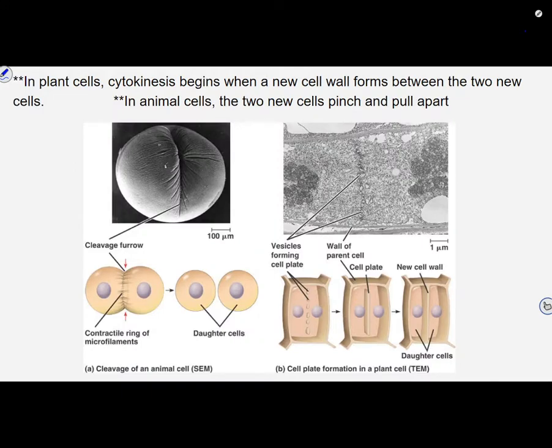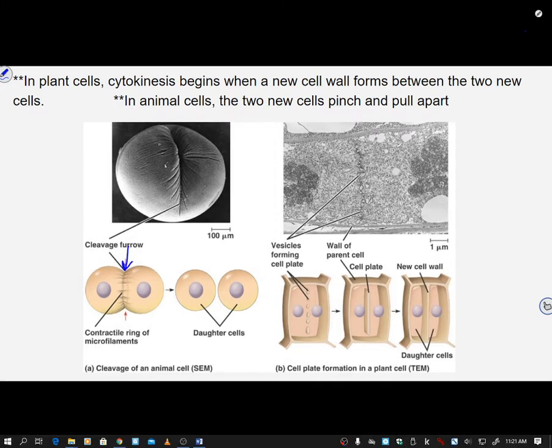How is cytokinesis different in plants versus animals? Well, think about that. Plants have what that we don't have? They have a cell wall. So what happens is in plant cells, it begins when a new cell wall forms. So look down here and you can see our animal cell, how it kind of just splits in two. But look at the plant. The plant starts to form a new cell plate, and then it connects and it's a cell wall. So that's how it's different. Whereas an animal cell can just pinch in two, a plant cell has to form a new cell wall.